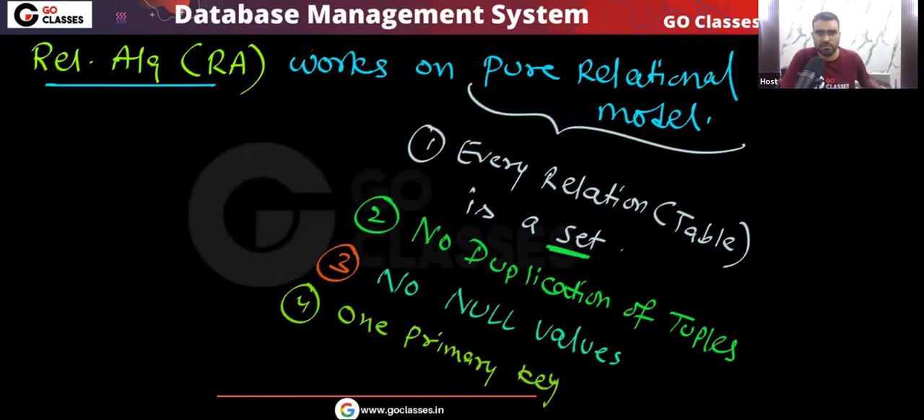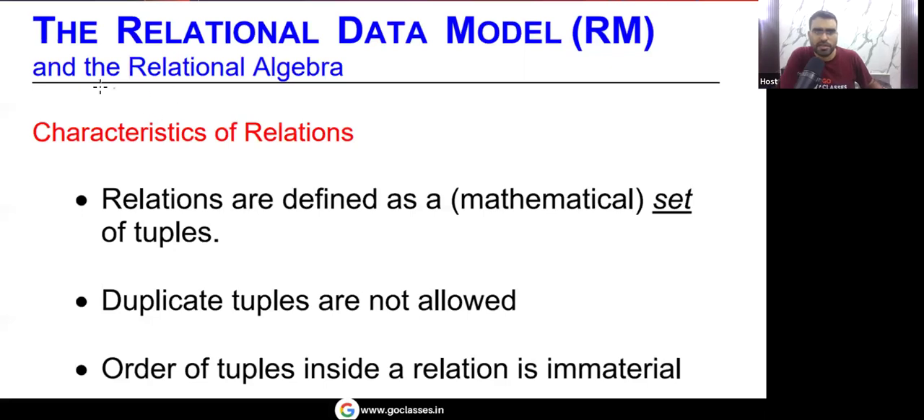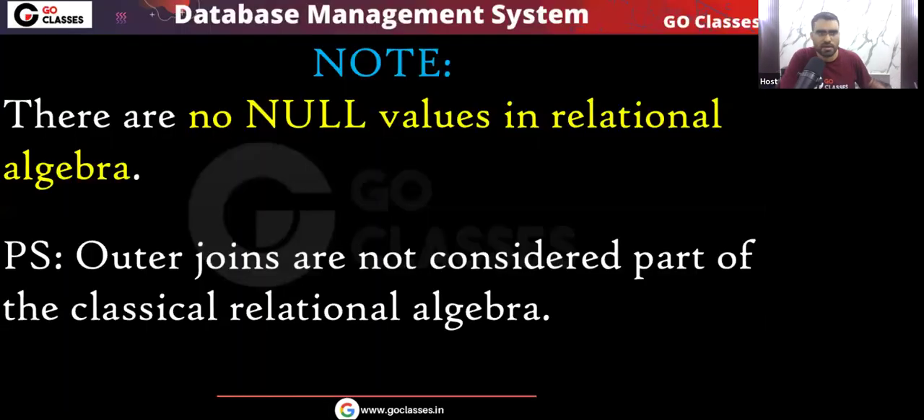Very simple. So let me tell you that these are the rules for relational algebra. First of all, every table is a set of tuples. Set of tuples means duplicate tuples are not allowed, and the order of tuples inside the relation does not matter. And remember, there are no null values in relational algebra.